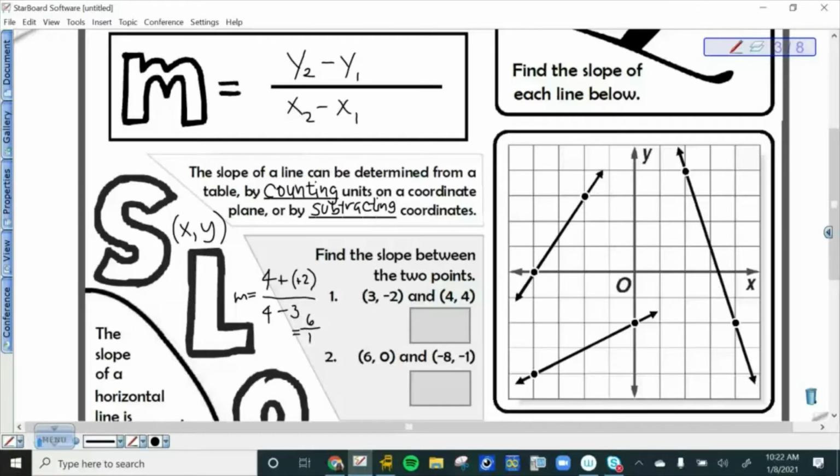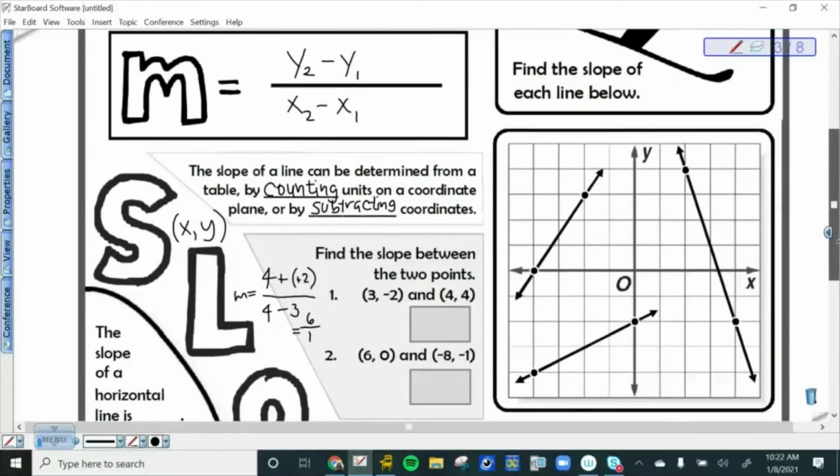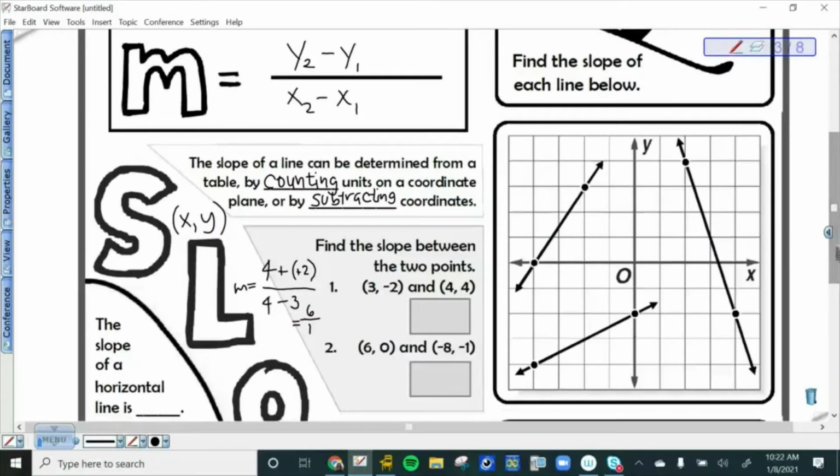However, we learned earlier, we want to be able to write our slope in the simplest form. So any fraction that has 1 as a denominator is just equal to what's in the numerator. So our slope is 6. But what's my rise? What's the rise here? 6. Yeah, and what's the run? 1. Perfect. So my vertical change is 6. My run is 1.